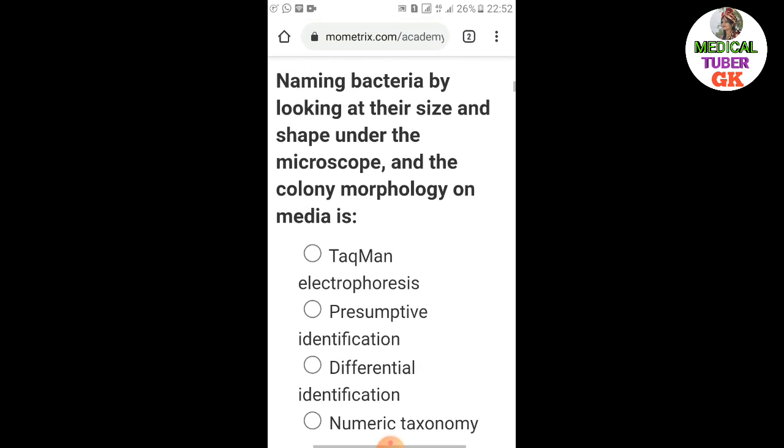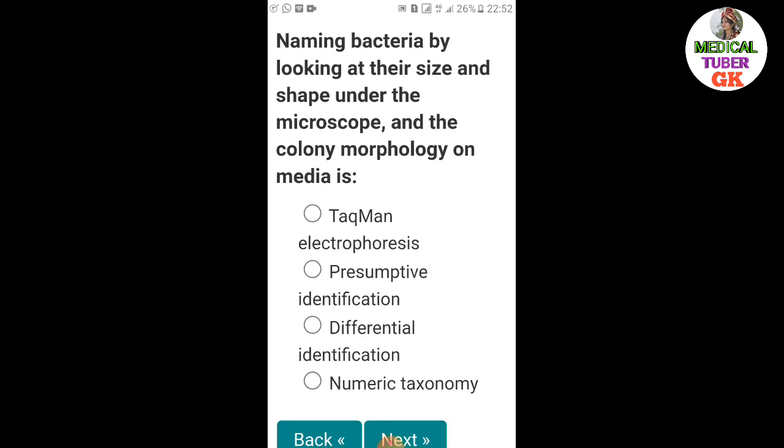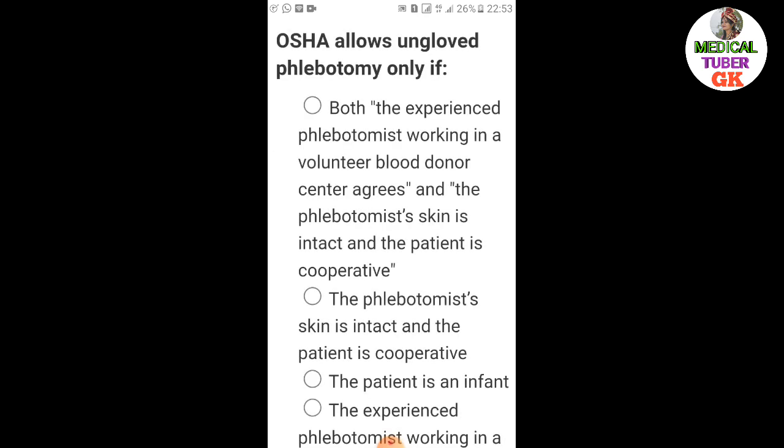Next question: naming bacteria by looking at their size and shape under the microscope and the colony morphology on media is. And option number one, two, three and four. Correct answer number two. OSHA allows unglobed phlebotomy only if.